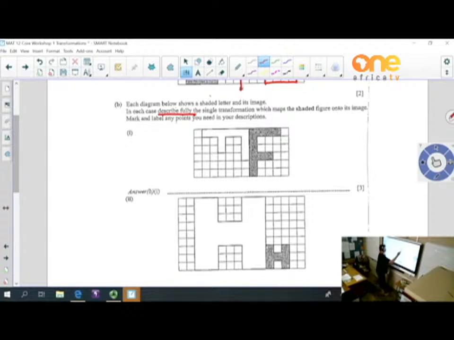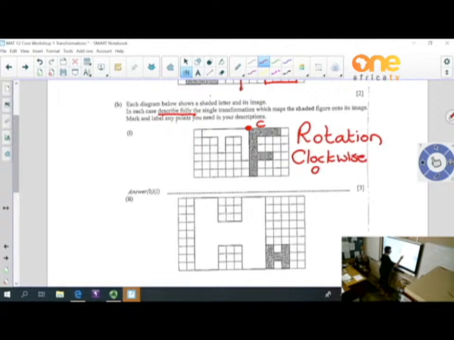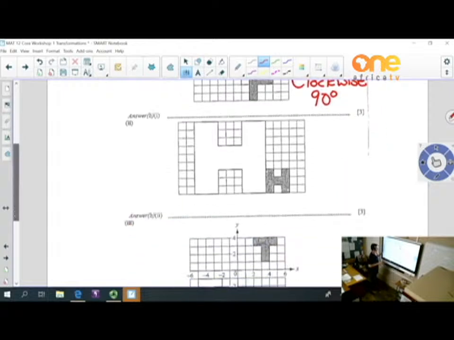So this we can see is a rotation. And my center sits here. There's my center. Which direction is this? Clockwise. It's a clockwise direction, and it will be 90 degrees. You can measure the angle there, but we can also see that it is 90 degrees. Again, if you're unsure, use your tracing paper, and then you can see how it is rotated there.